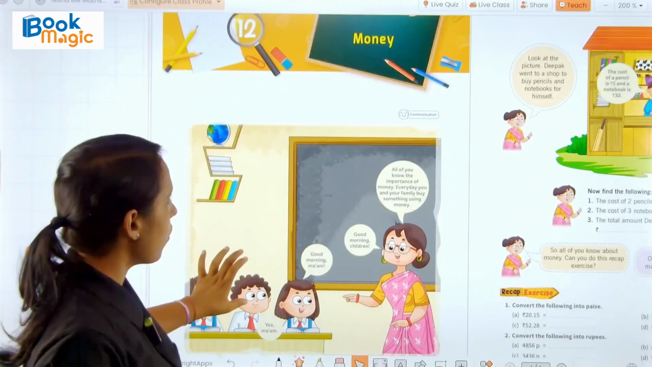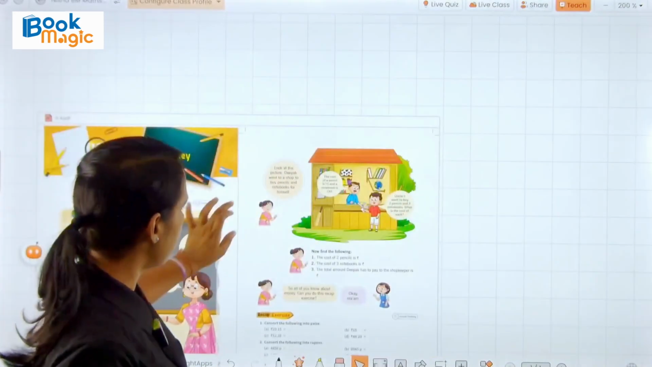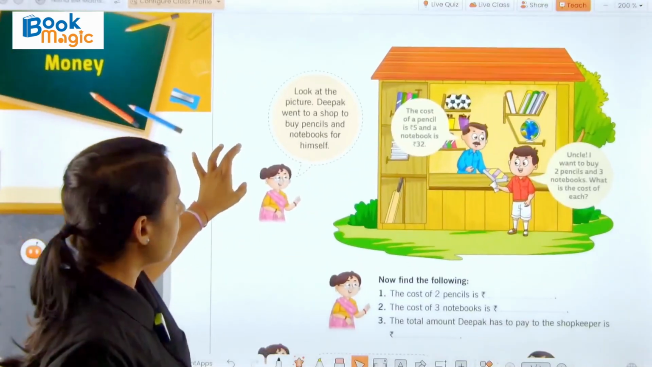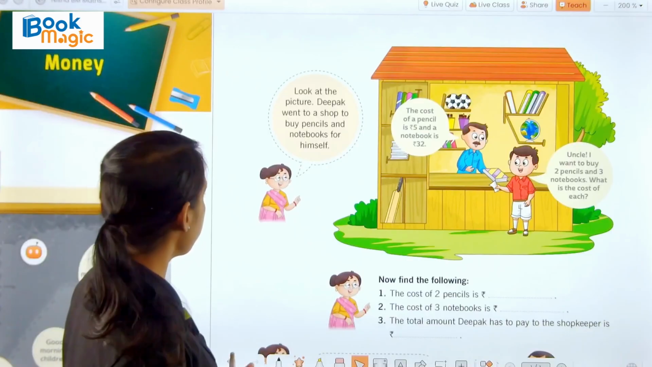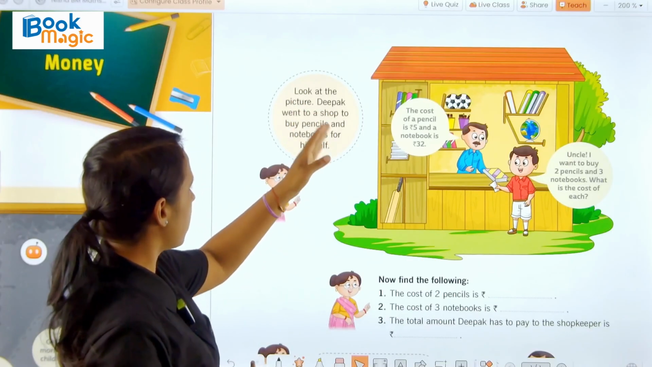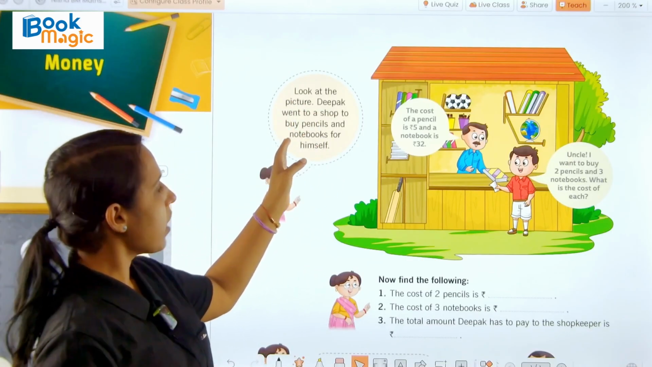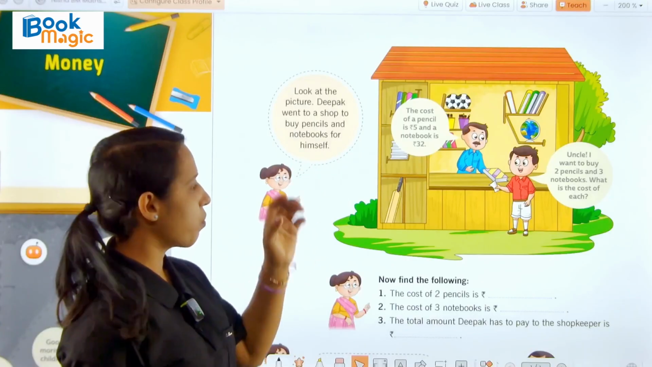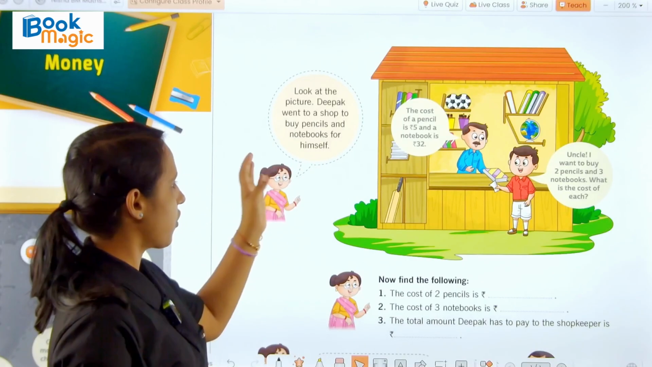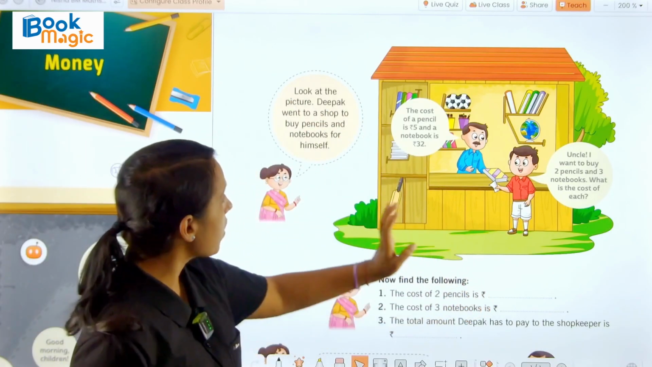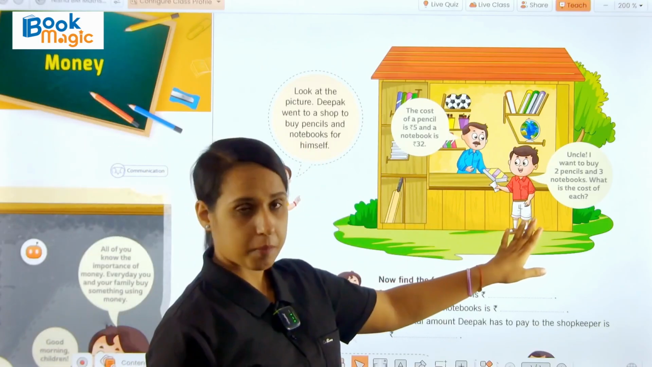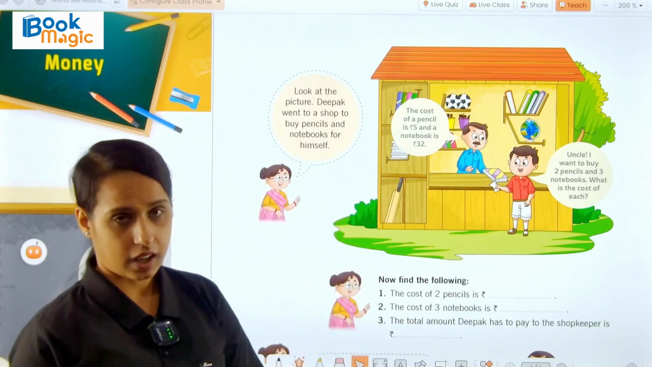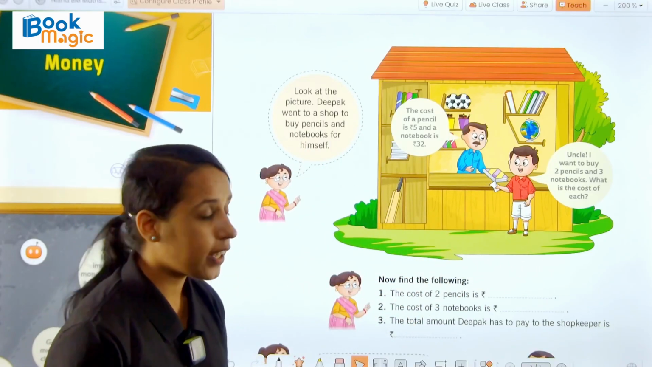So here the teacher asked the students, look at the picture. Deepak went to a shop to buy pencils and notebooks for himself. टीचर बोलती है कि ये पिक्चर को देखो, इसमें जो ये बॉय है दीपक, ये एक शॉप पे गया है पेंसिल्स और नोटबुक खरीदने के लिए.